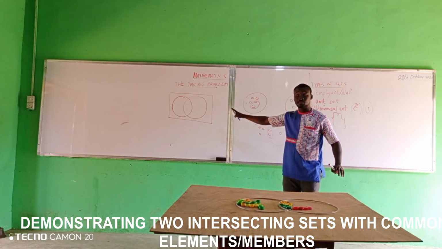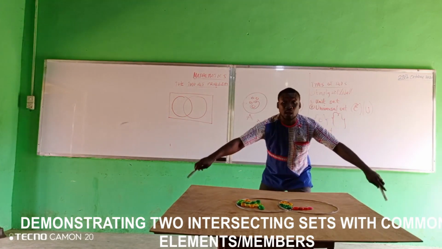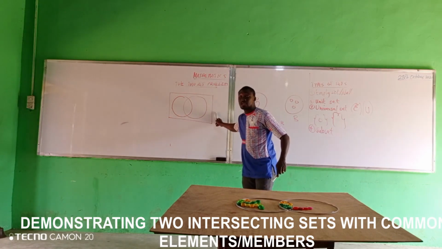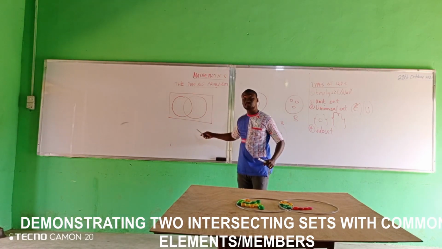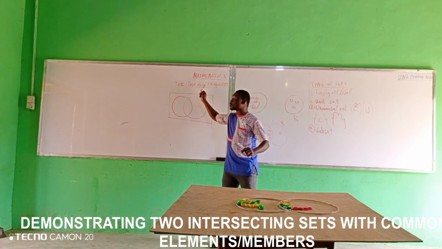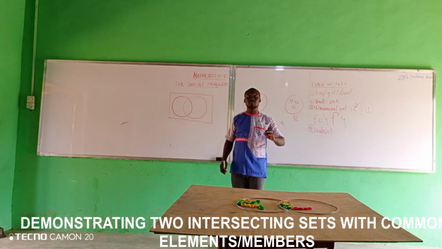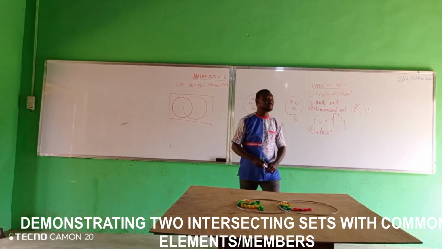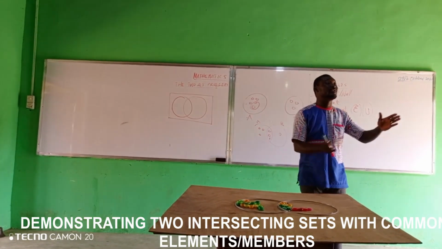That's it. So we have our rectangular shape. And what name is given to that? Yes, this is called a Venn diagram. It was named after a mathematician called Venn.